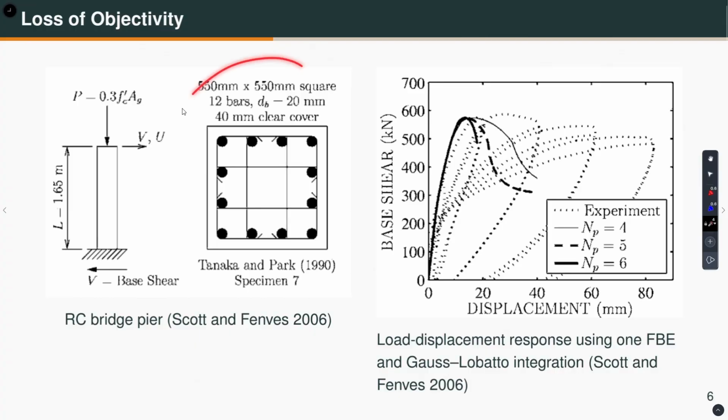this concrete column. So, this is the cross section, it is a bridge pier. Okay. So, the cross section dimension is 550 by 550. There are 12 bars of 20 mm diameter. So, this equal sign is not very clear.